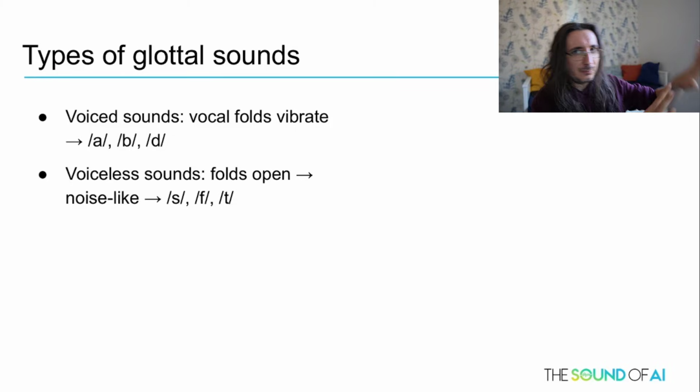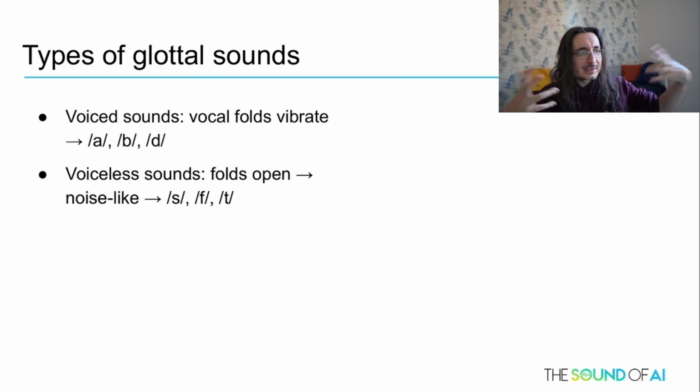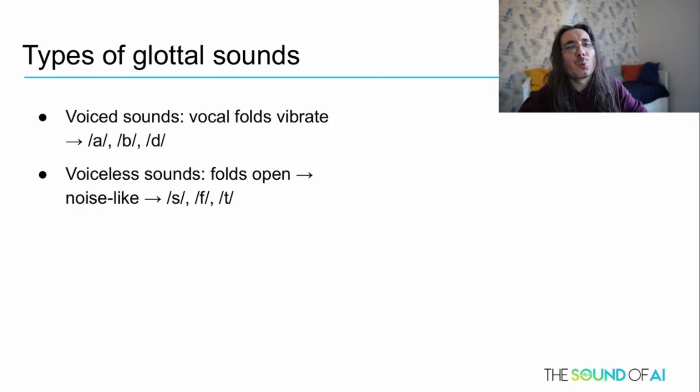It's basically like the case that we've just covered. But there's also another type of glottal sound that you can generate, called a voiceless sound. In this case the folds are completely open, so the air flows through the folds and it's a kind of noise-like sound. Phonemes that have a voiceless sound are noise-like, so you really don't have those harmonics that make up a nice well-formed voiced sound.